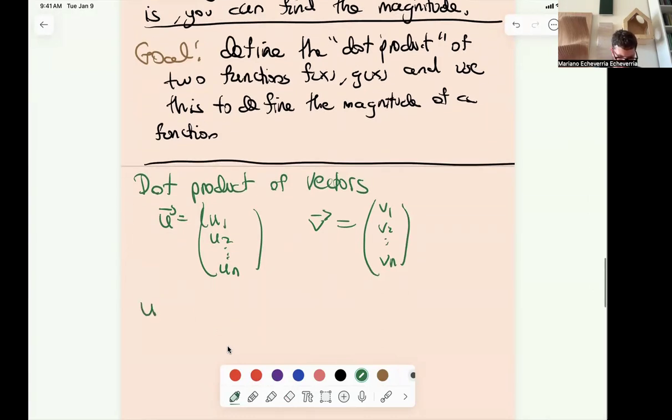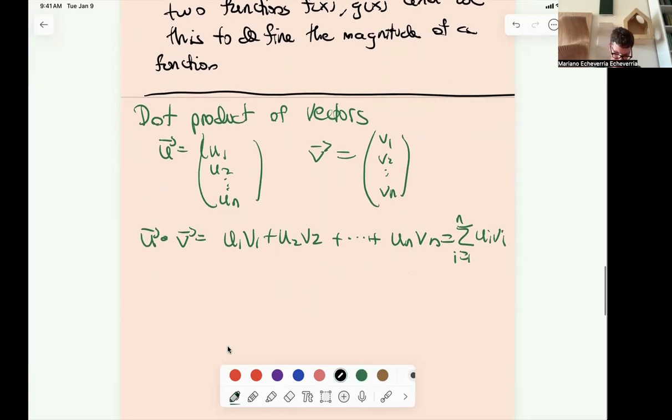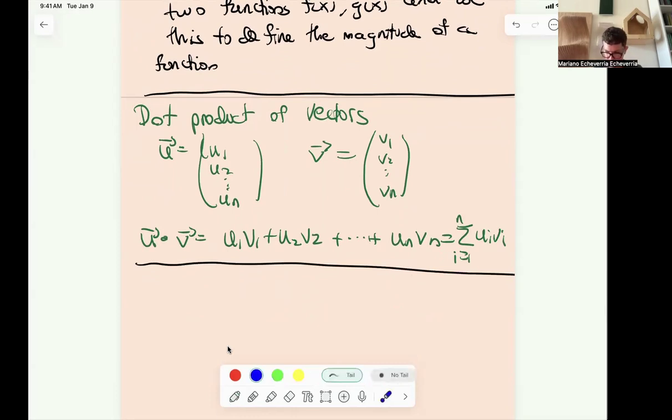But the idea for the dot product, as you remember, was u1 v1 plus u2 v2 and so on up to un vn, which in sum notation is nicer to write as the sum from i equals 1 to n of ui vi, right? That is the formula for the dot product between vectors. And basically what is a dot product? It's just multiply the corresponding entries, and add them up together. Okay?